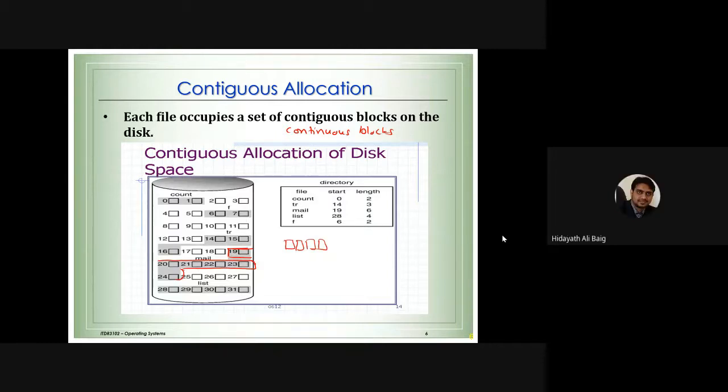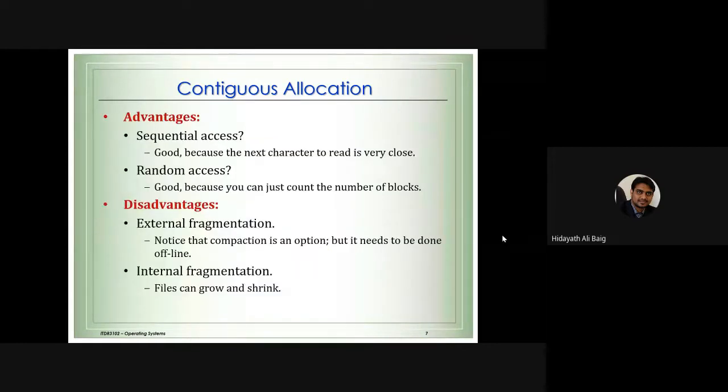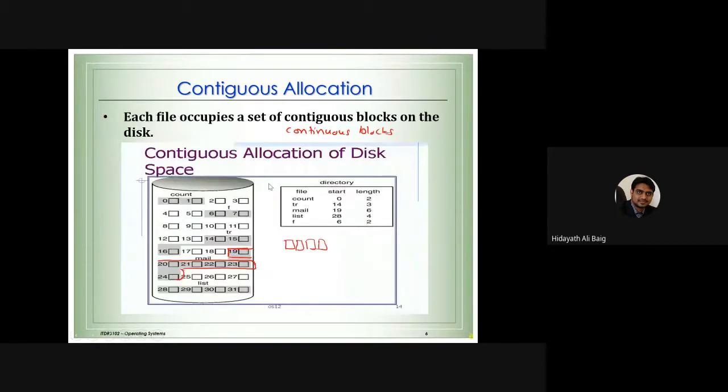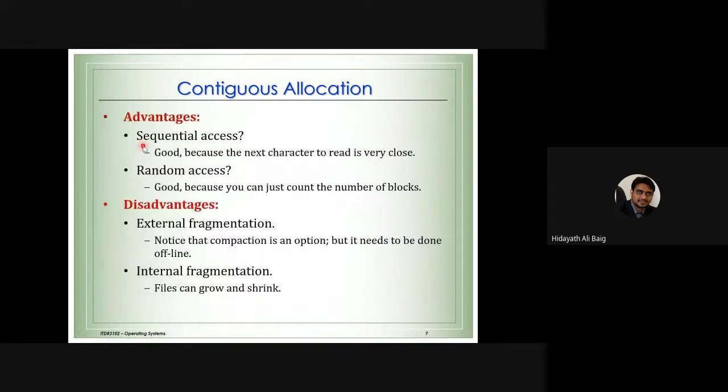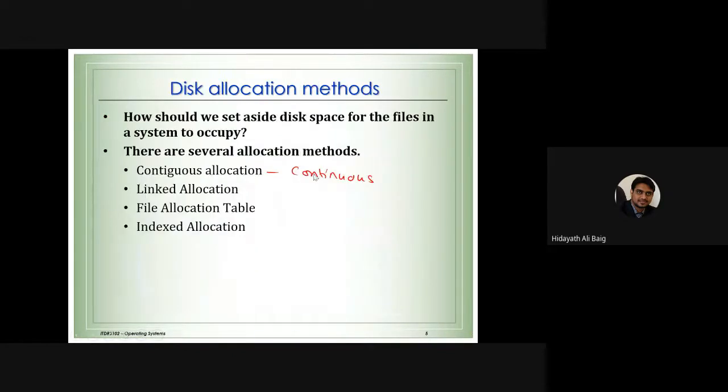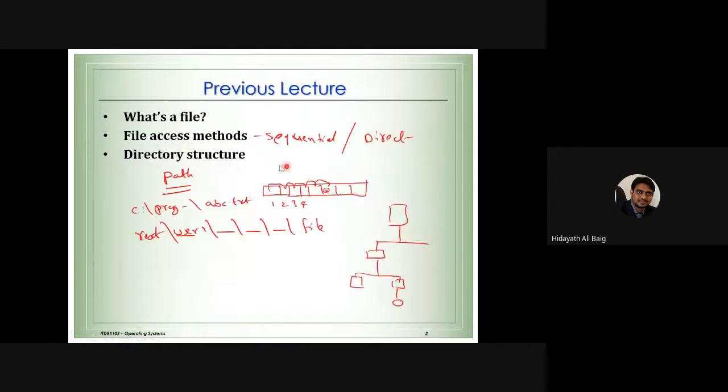Okay, so let's continue now. This is the first method. Now, to discuss what are all the advantages and disadvantages of this method. Once we put this method, sequential, they say the advantage is sequential. I told you that we are going to discuss these two, whether it is sequential access or direct access. So whether the contiguous allocation method supports sequential access or direct access, that we need to discuss.